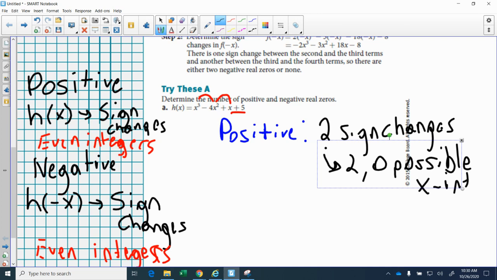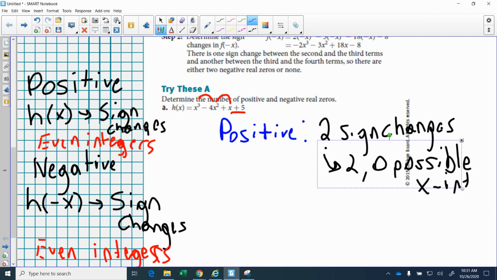Once again, since this is a testing value, we always have to keep in the idea that sometimes you don't get real zeros, you get imaginary ones. So what this is basically telling me is that we could have 2 possible zeros, or in case they are imaginary, we could have 2 imaginary zeros. That's kind of the idea here. So that's the first portion. That's how many positive x-intercepts I could have in this function.